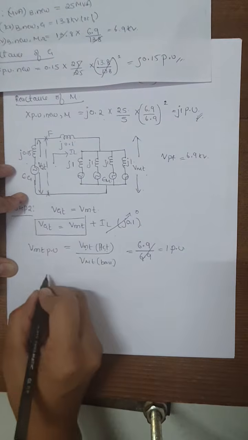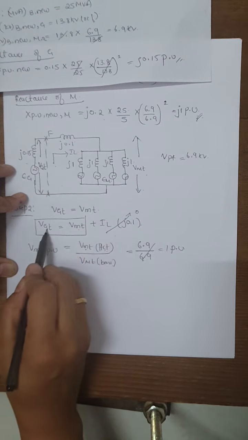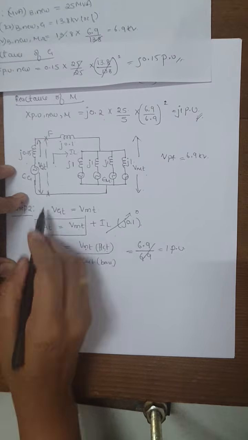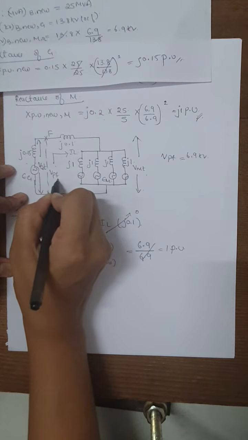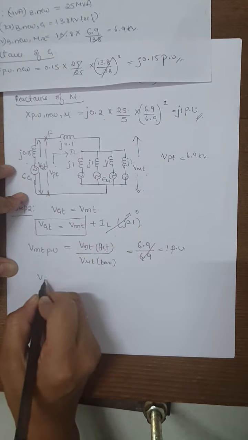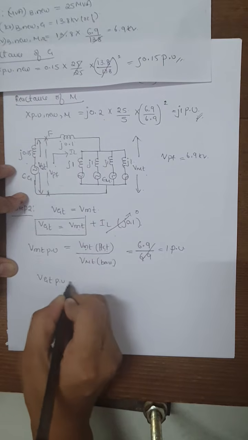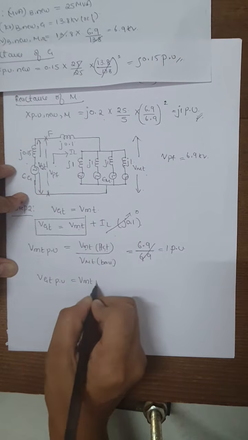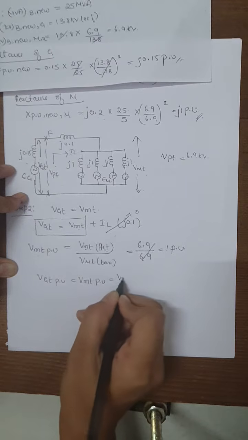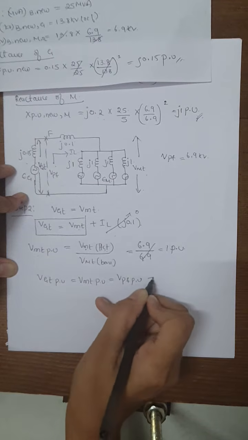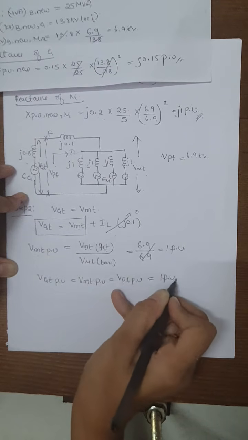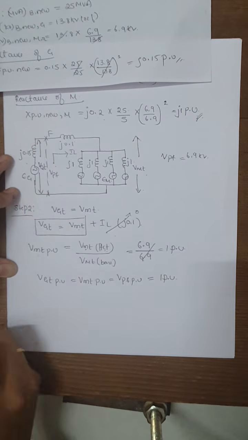Now we can write, since VMT is equal to VGT, this VGT is nothing but the pre-fault voltage VPF. So we can write VGT per unit is also equal to VMT per unit. This is also equal to VPF per unit. So the answer will be 1 per unit. This completes the step 2 calculation.